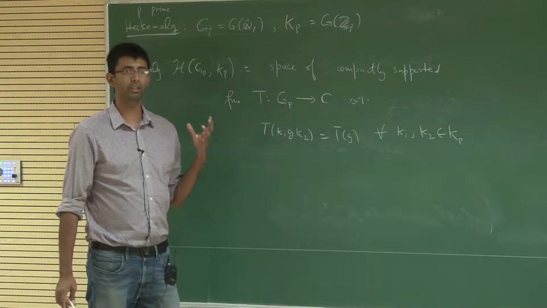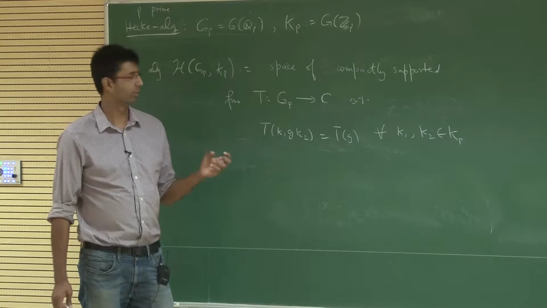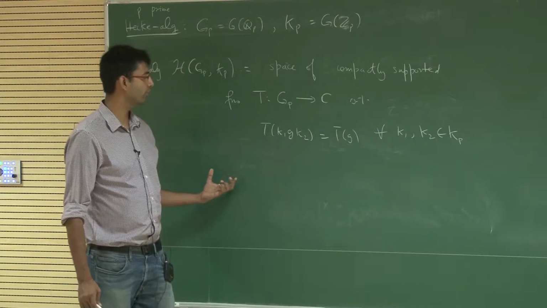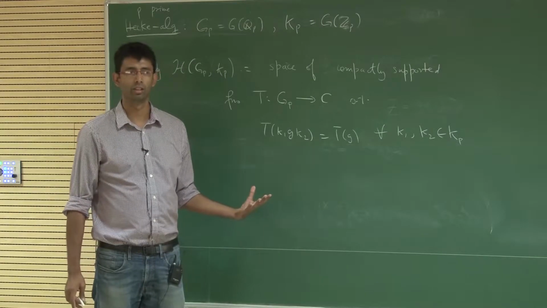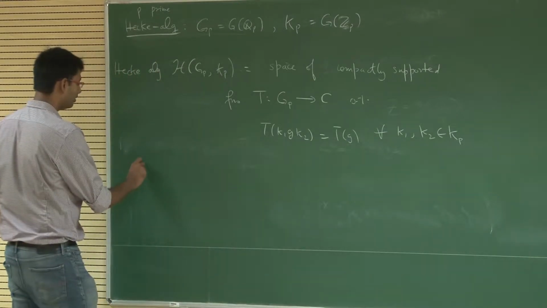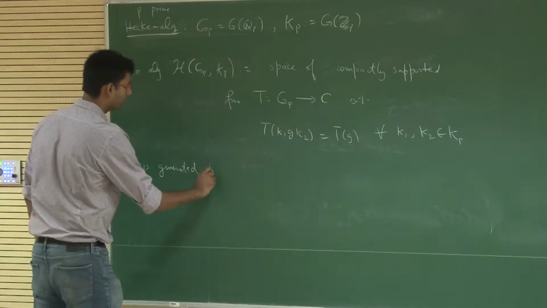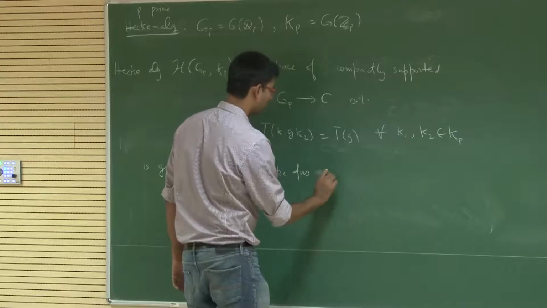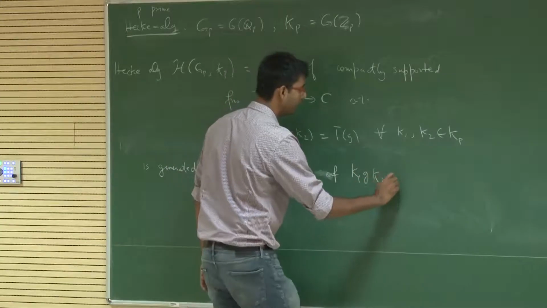And K_p g K_p is a compact set because K_p is compact. But since the function is compactly supported, it's non-zero only on finitely many of these. So immediately you can see that this is generated by characteristic functions of K_p g K_p with g in G_p.